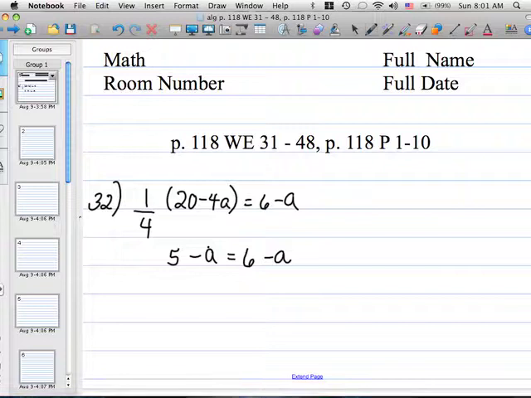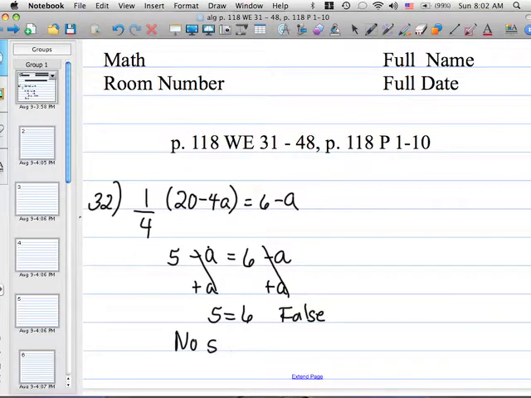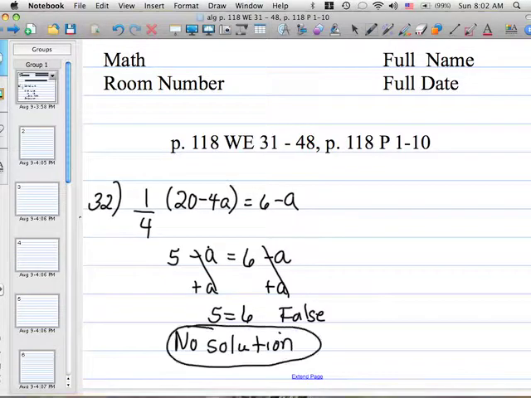Now we attempt to put the variable on one side by doing the opposite of minus a, and what happens is the a's go out and we get 5 equals 6, which is a false statement. So we know that there's no solution, no number that we put in for a will work, because we will always get 5 equals 6.